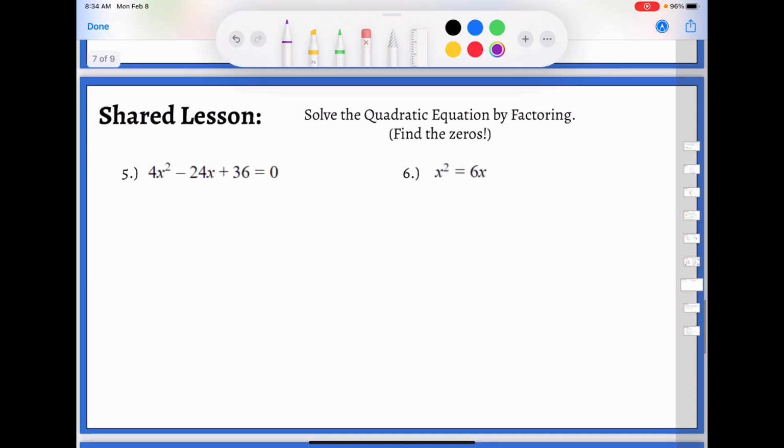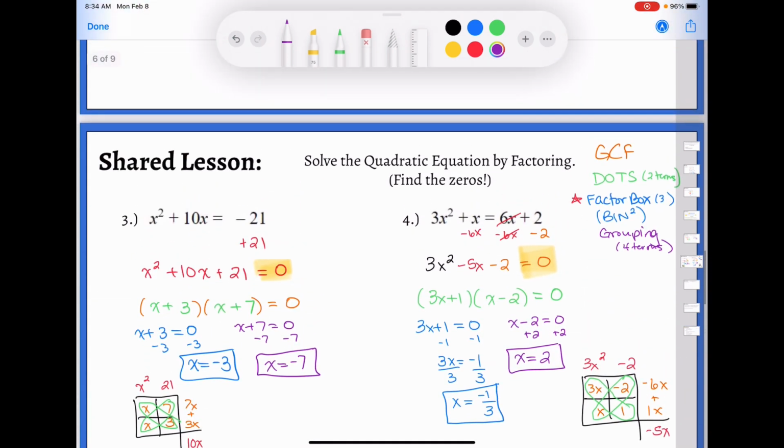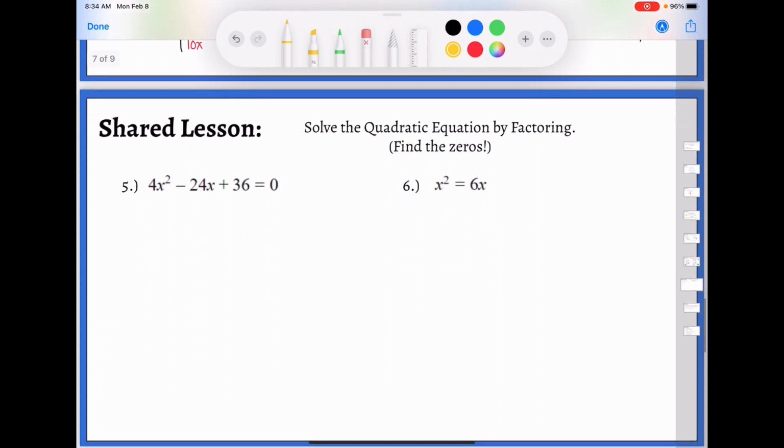A couple more to practice here, right? Don't forget you have all of your methods of factoring, not just your factor box. Many of these will be a factor box because when you have that x squared and an x and a plain number, which happens a lot in quadratic equations, then you're going to have to use that factor box method, but not always, right? And don't forget about those others, especially your GCF. Dots will come into play a little bit, but for sure look for those GCFs. It'll make your life easier.